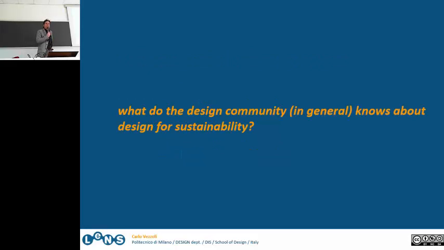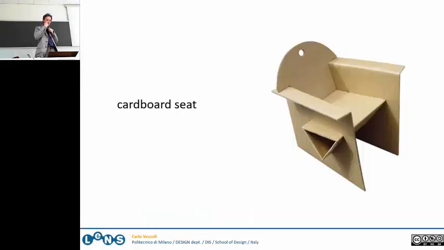But what does the design community worldwide actually know about design for sustainability? And here I bring some examples. I would like to hear from you, so I stop speaking for a little while. This is a carver seat. You can ask me some questions. Do you think that this has a low environmental impact? This has been designed by a designer to have a low environmental impact.